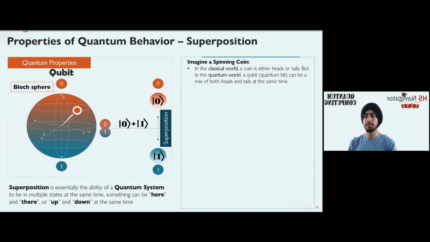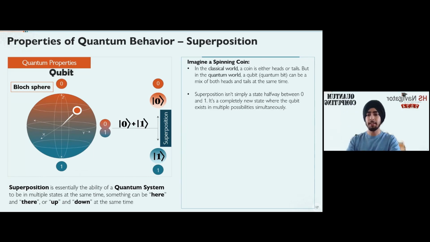So let's say you're flipping a coin. In a typical classical situation, you flip a coin, and when it lands, you expect it to be either heads or tails. You know for a fact that when you look at it, it's going to have either heads facing up or tails facing up. That's pretty clear. But in the quantum world, a qubit or quantum bit can be a mix of both heads and tails at the same time. It's like flipping a coin, and when it lands, you actually don't know what side the coin is until you observe it. You say, oh, it's either heads or tails.